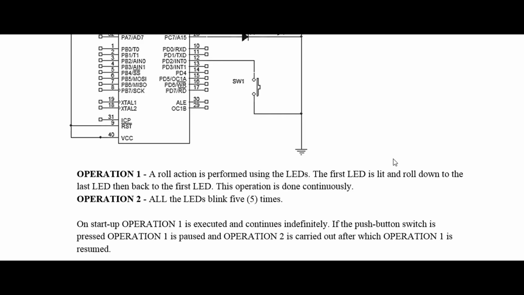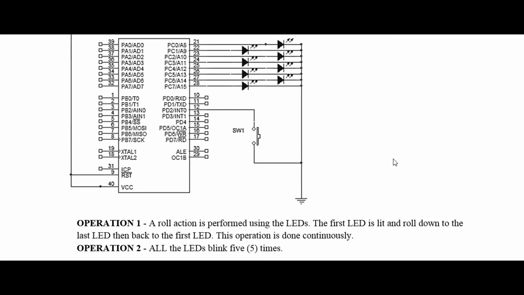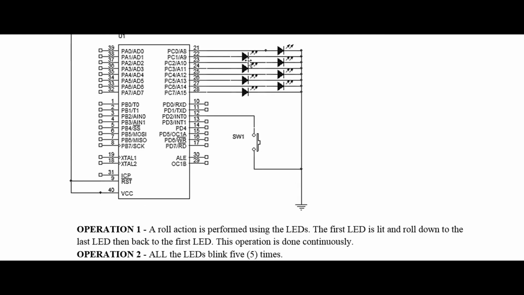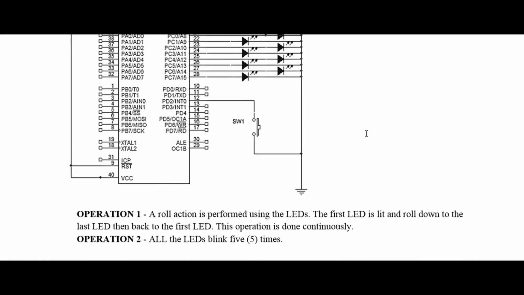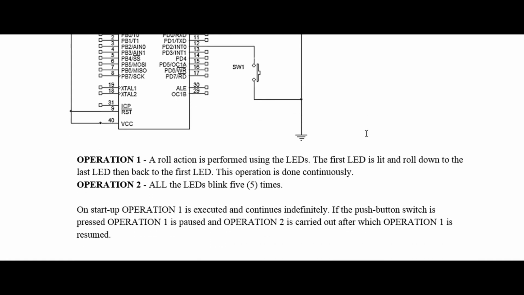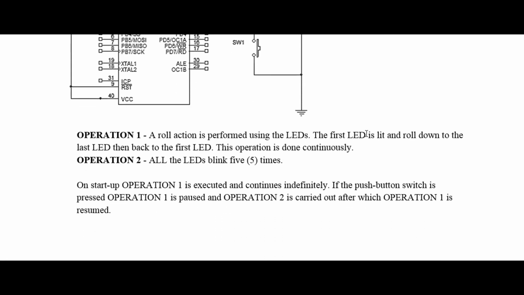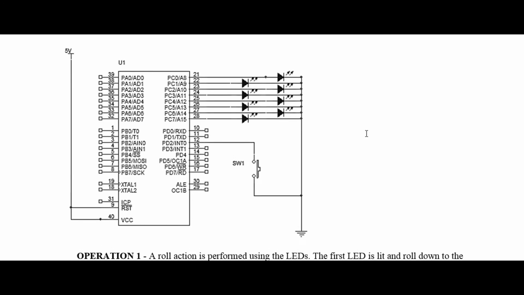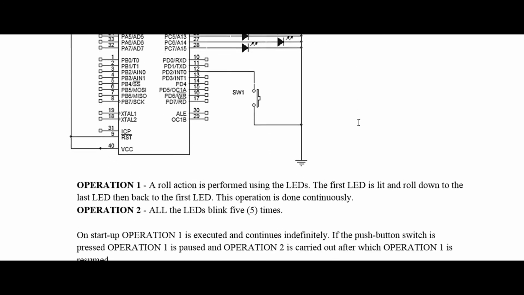Done continuously means we are doing this in the while(1). So in the while(1), this operation will be continuously done. Start from here: on, off, off again, on, until all of them. So it will be rolling over. Operation 2: all the LEDs blink 5 times. So on, off, 5 times, all the LEDs together.